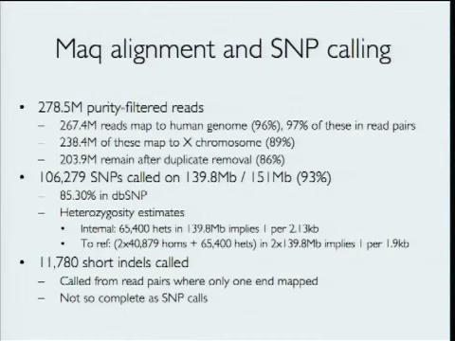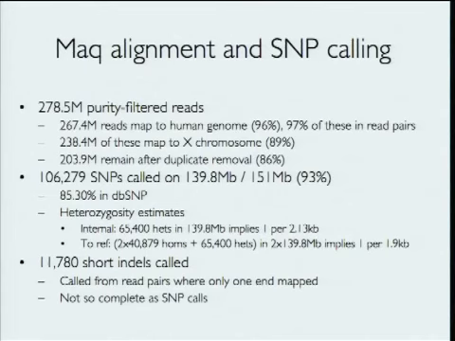MAC alignment and SNP calling. About 280 million purity filtered or reasonably good reads. 96% of them mapped to the human genome. 97% of those were in read pairs, which is good. 90% mapped to the X chromosome. That's about what we'd expect. About 10% is other: the flow sorting isn't perfect, and you get some bits of other chromosomes. And there's a technical issue that we get some duplicates from the way that the library was made. So we end up with about 200 million good reads.